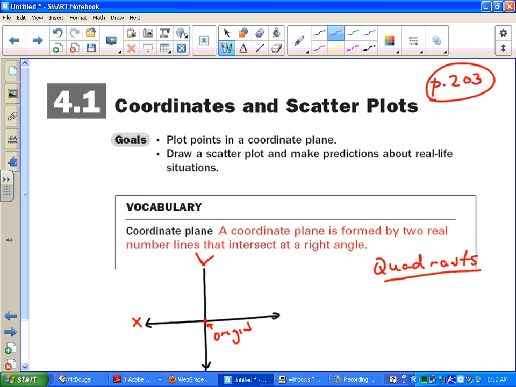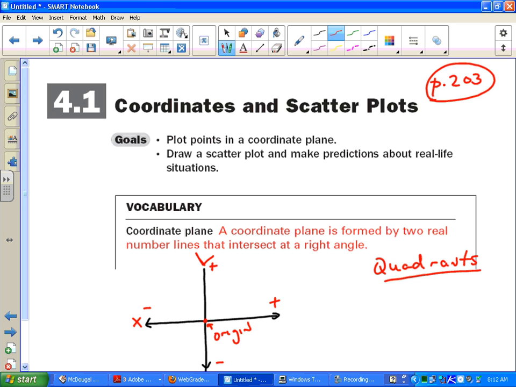As numbers go to the left, they get smaller. Your negative numbers are on that side of the Y axis. And as they go to the right, they get larger. They're positive on that side. As they come above the x-axis, when you're talking about the y-axis, they get positive, and as it goes below, they get negative.